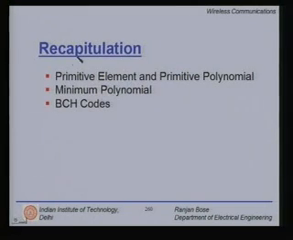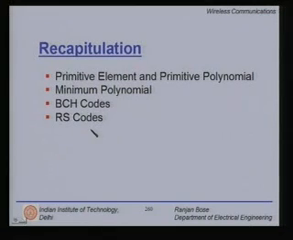Specifically, we discussed the primitive element concept, the primitive polynomial and minimum polynomial required to construct the generator polynomials for Bose-Chaudhuri-Hocquenghem codes called BCH codes. Then we discussed RS codes. Please note, all of them are linear block codes, but these are essentially codes without memory.